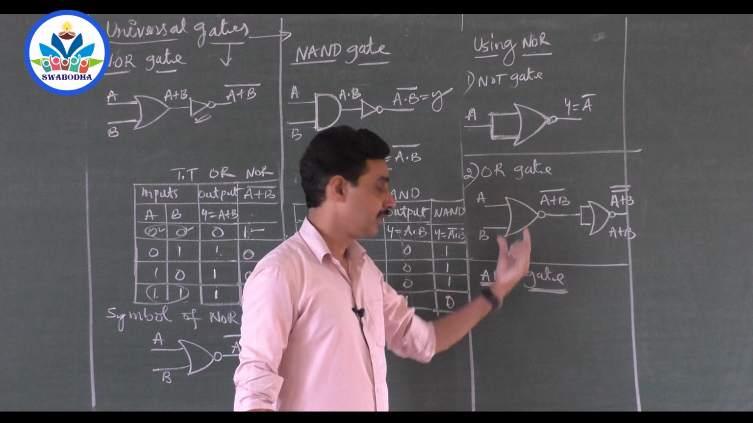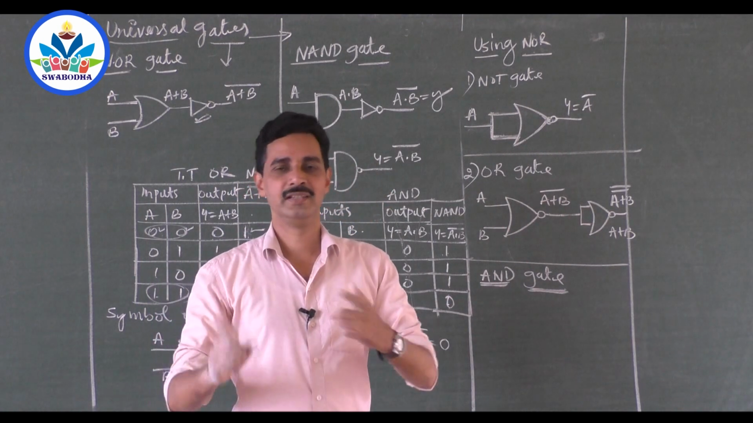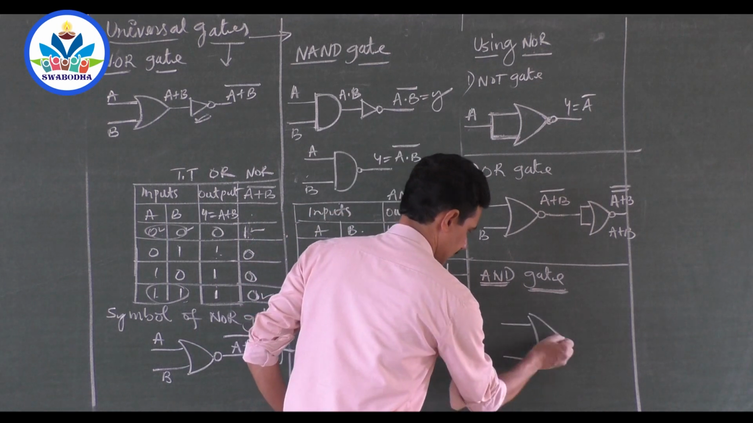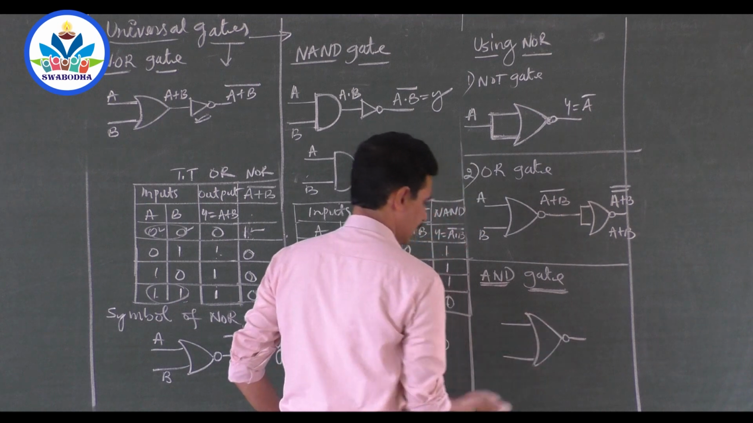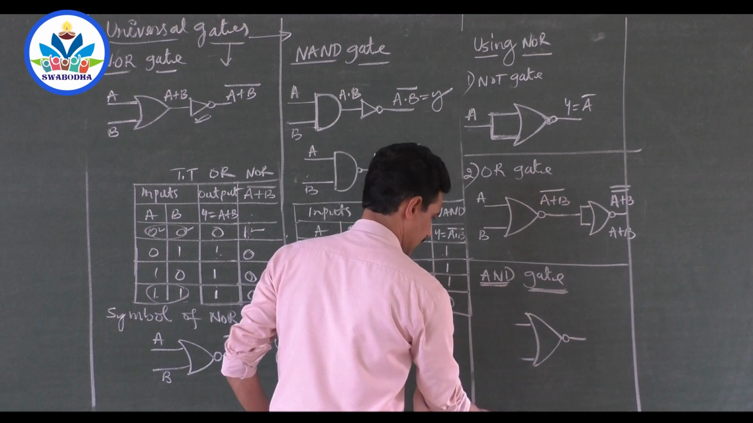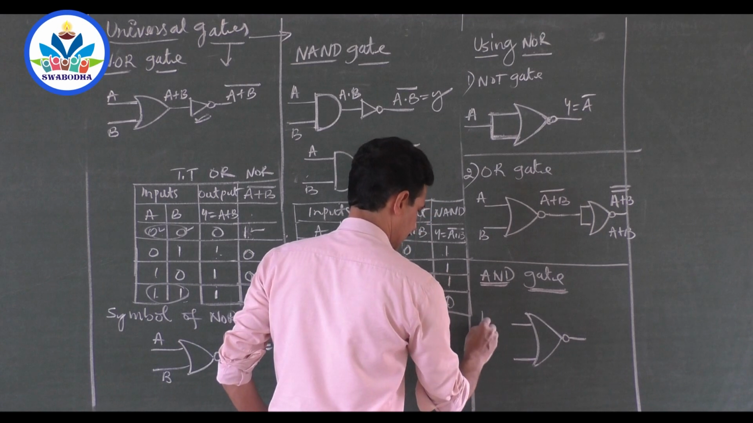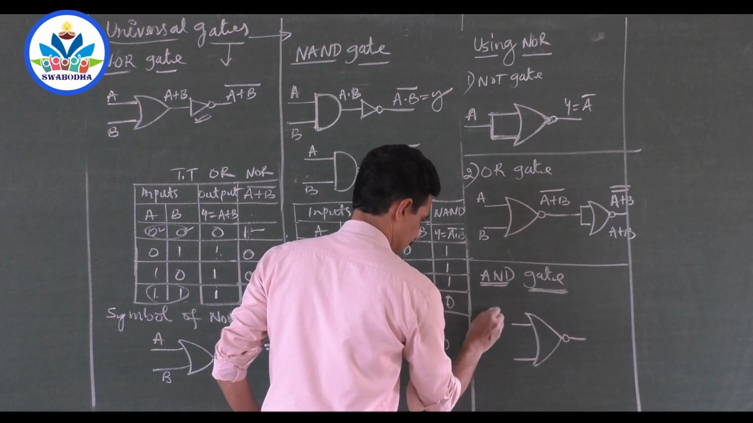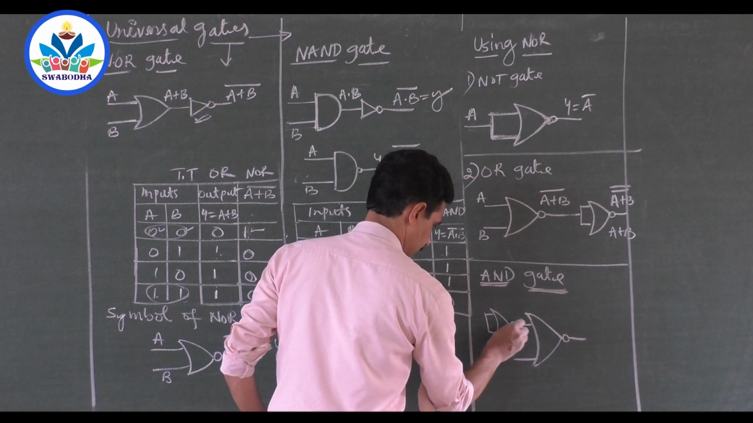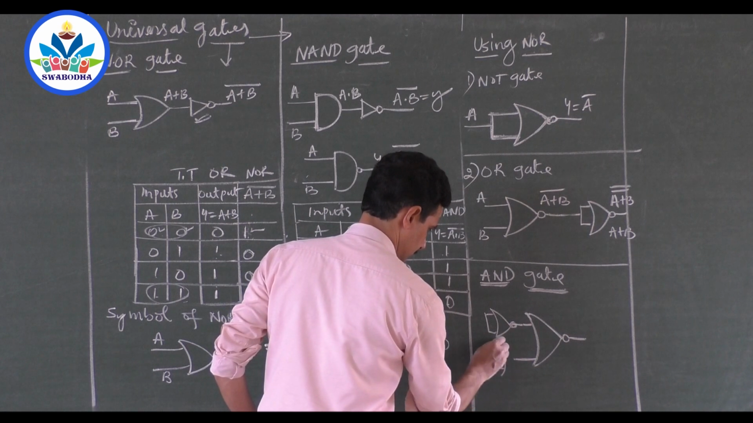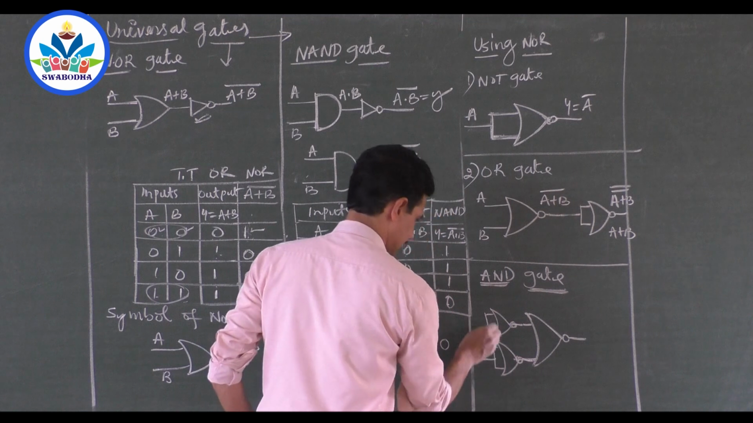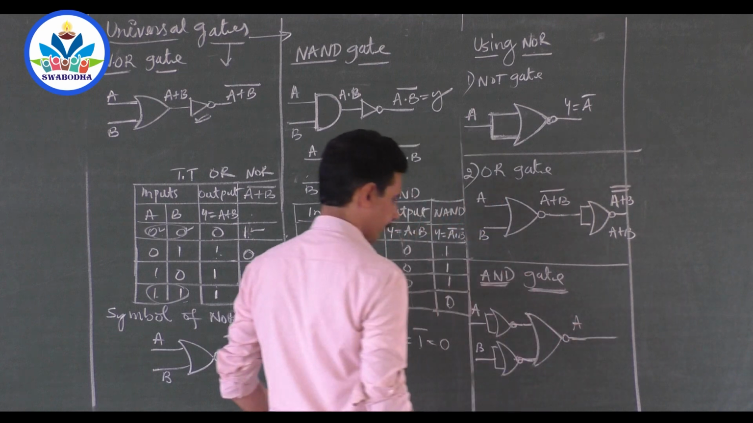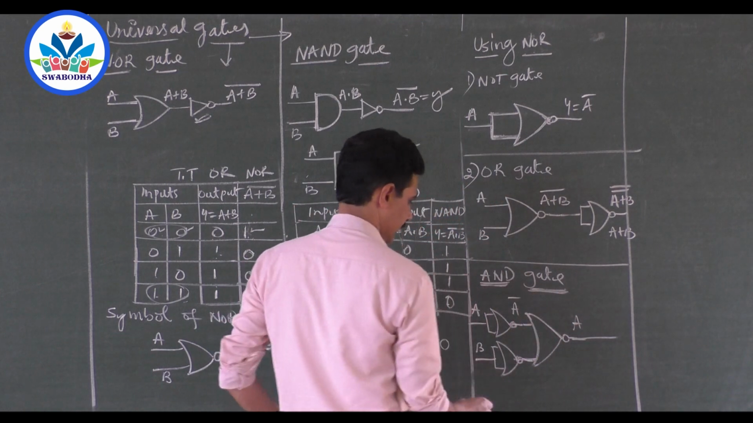Take a NOR gate, connect two NOT gates to the input of the NOR gate. You will get an AND gate. So take a NOR gate like this, connect two NOT gates. How to connect the NOT gates? One NOT gate here, and another NOT gate here, like this and like this, A, B, and here A bar, here B bar.